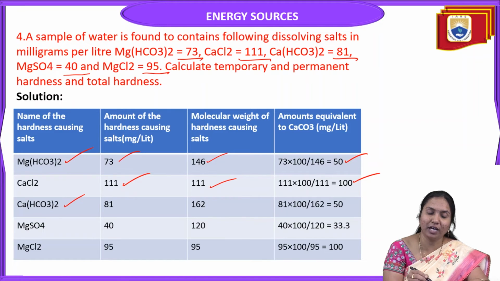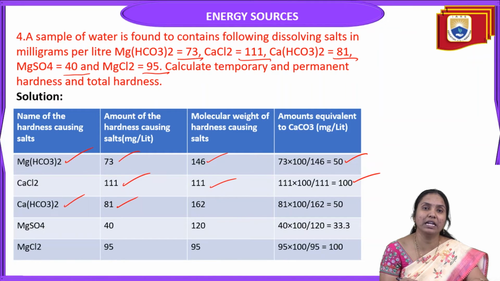And next, calcium bicarbonate. Its weight is 81 and molecular weight of calcium bicarbonate is 162. So 81 by 162 into 100, finally we get 50 milligram per liter. And next, magnesium sulfate. Weight is 40 and molecular weight of magnesium sulfate is 120. So 40 by 120 into 100 is equal to 33.3 milligram per liter.